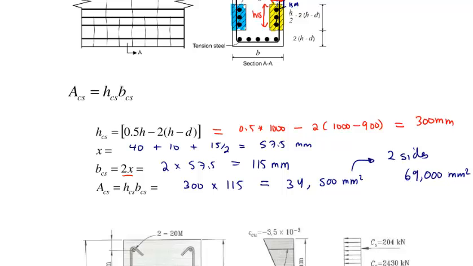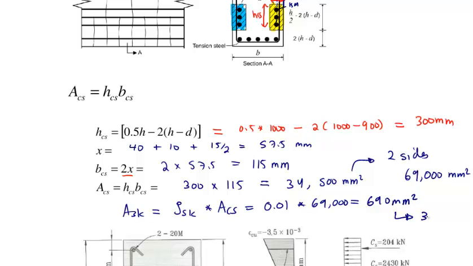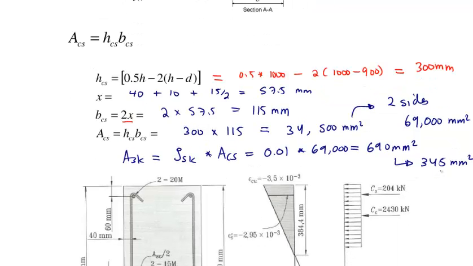That depends on the exposure. So what I'm going to do is find this ASK, which is just equal to this rho SK, which depends on the exposure, times this area of concrete. So for exterior exposure, this is just 10%, so 0.01, not 10%, 1%. So 1%, so that's 0.01 times 69,000. I get 690 millimeters squared. Or I can say I need at least 345 millimeters squared of steel per side.